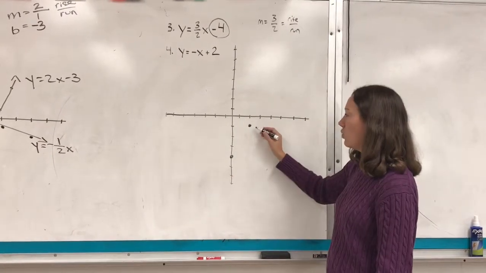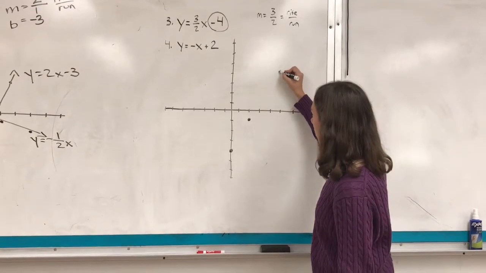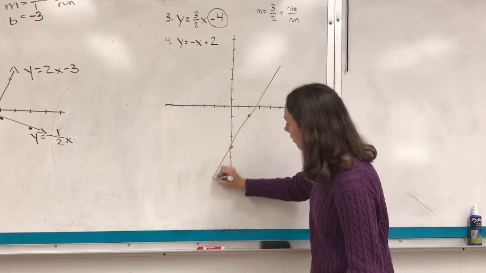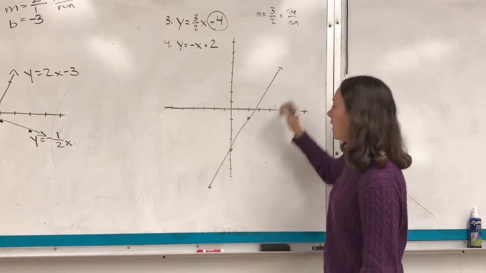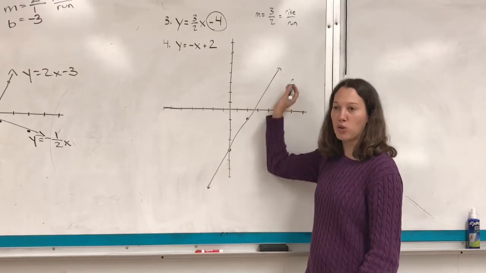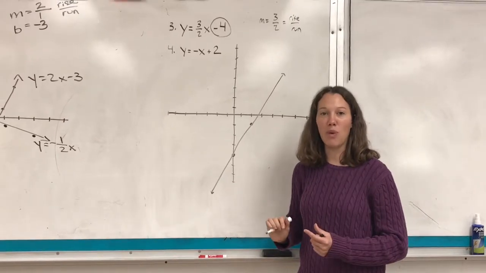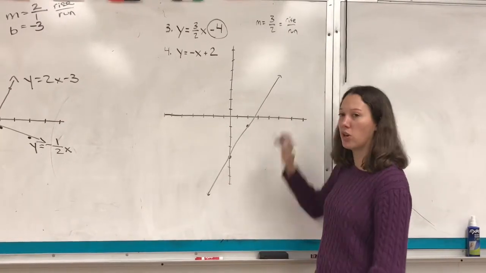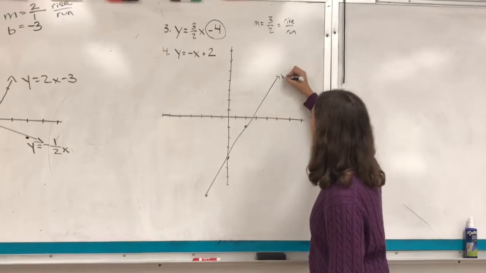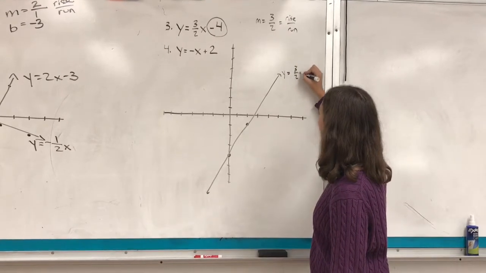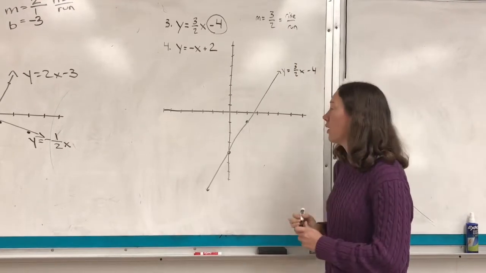So now that I have my 2 points, I'm able to connect these with a straight line, remembering that my line goes to infinity in both directions. So remember, if we only connect our 2 points, that would just be a segment. We want to make sure this is an entire line, so we draw it all the way through. So this is y equals 3/2 x minus 4.